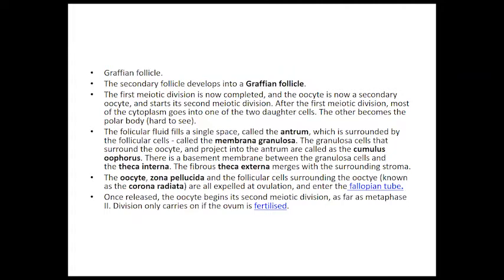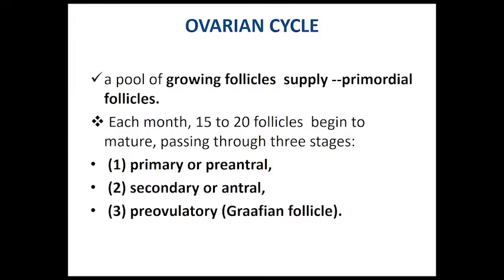Once released, it begins its second meiotic division, and it goes as far as metaphase II, and carries on only if the oocyte is fertilized. So you see this in the ovarian cycle. What we have at different phases is a pool of growing follicles, supplying primordial follicle, then the primary or the pre-antral follicle, that is before the antrum is formed, then the secondary or the antral follicle where you have the cavity, and then the pre-ovulatory or the Graafian follicle that is mature.